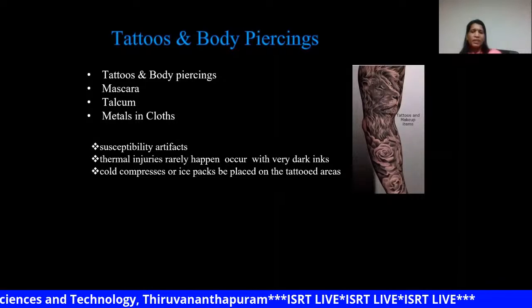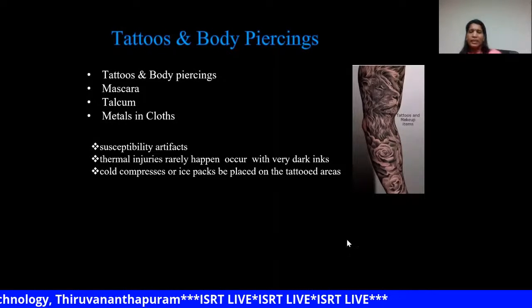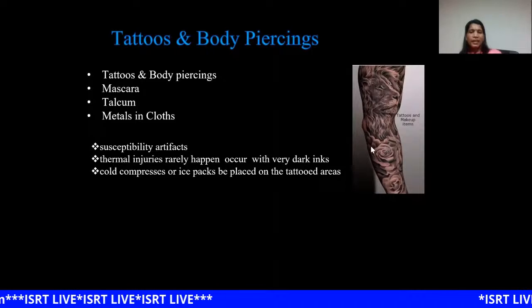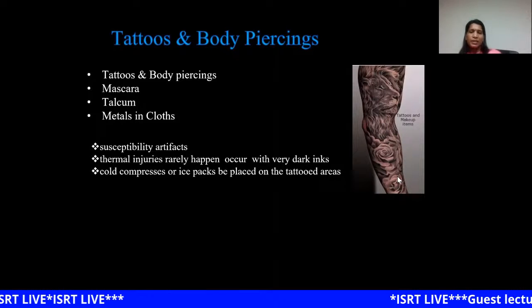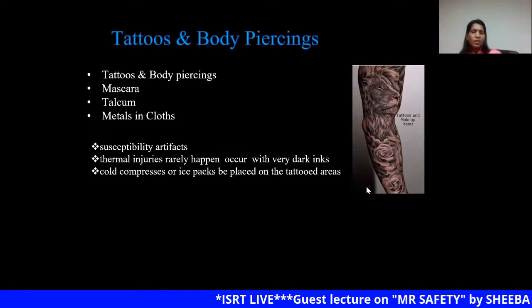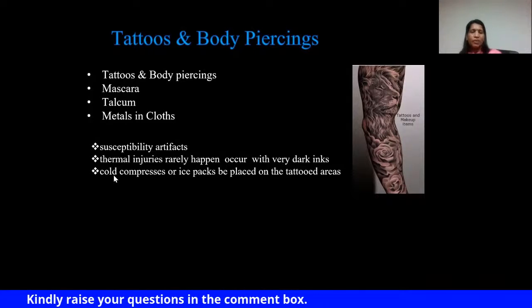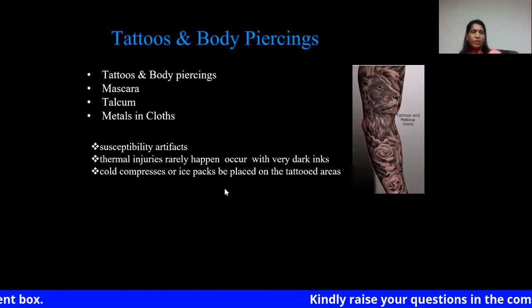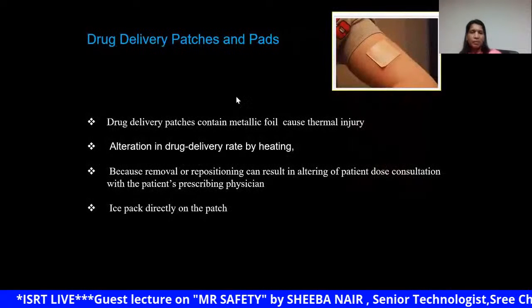If tattoos have dark ink and form a complete circle, an electric current can be produced and thermal injury can occur. So if the tattoo is too big, then for safety we can place a cold compress or ice packs before starting the scans.